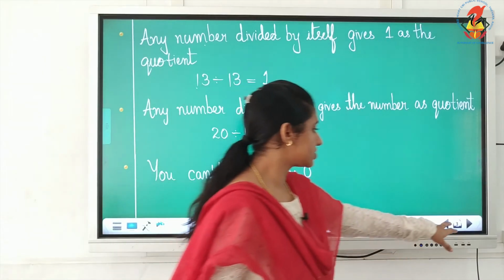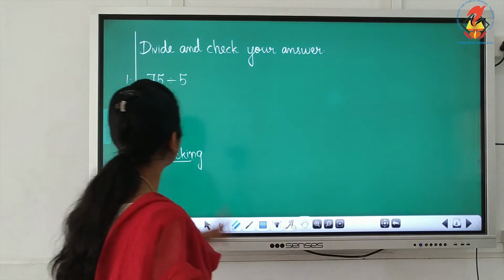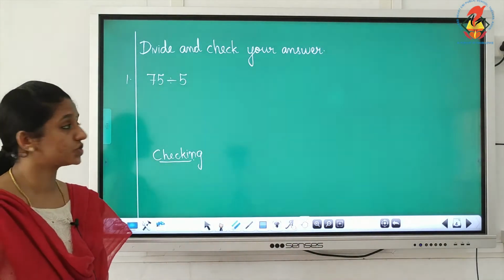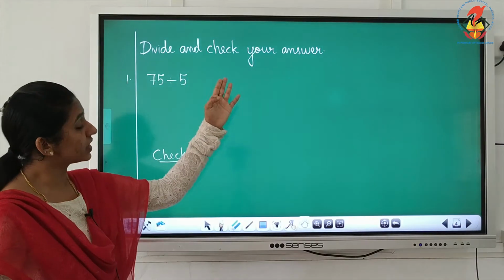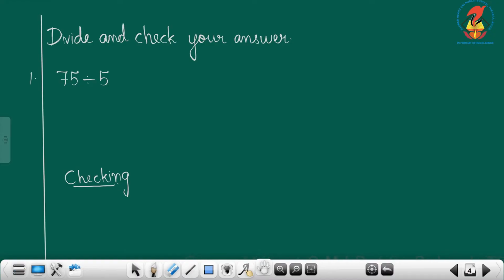So have you all understood the rules? We will send the notes. Don't copy it now. Okay. The last topic of this section: divide and check your answer. So the first question is 75 divided by 5.